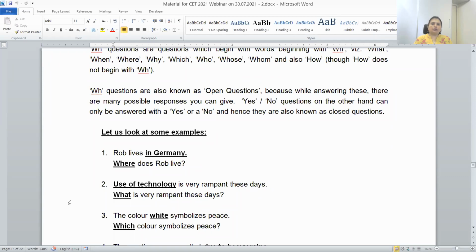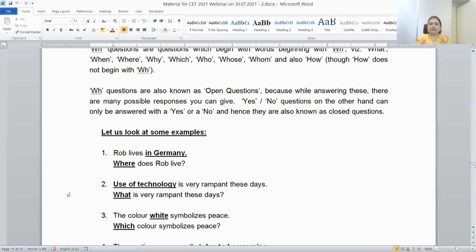Just check. Rob lives in Germany. So what is underlined, children? In Germany. Correct? So which WH question is most suitable here so that you get an answer in Germany? Where? Where does Rob live? So answer, what do you get? In Germany. Okay. Look at the second question. Use of technology is very rampant these days, isn't it, children? We are all using technology. So see, use of technology is underlined. Which WH question should I ask so I get the answer, use of technology? What? What is very rampant these days? I get the answer, use of technology. Children, I hope this is clear to everybody. How you ask WH questions, whom to ask. I hope all this is clear.